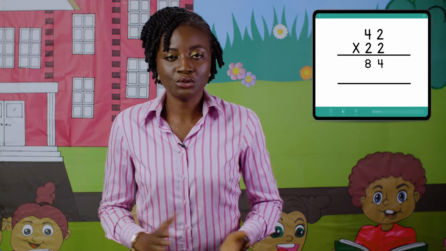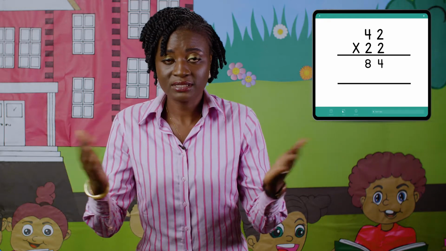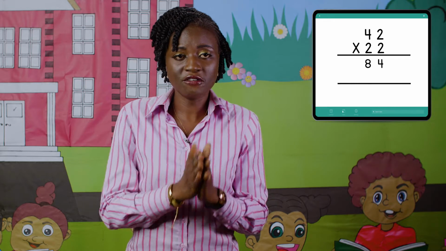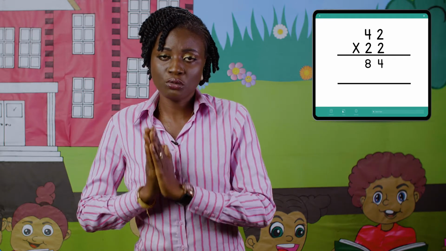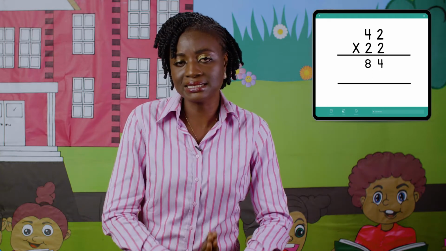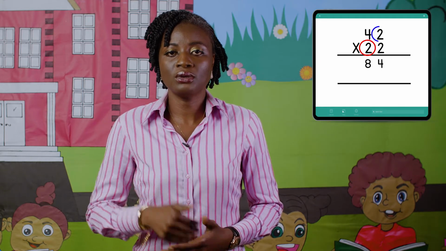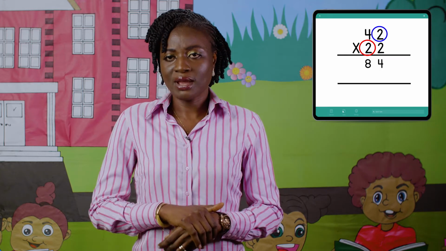I haven't used the other 2 to multiply my numbers. So what do I do now? I will use the next 2. Don't forget, I first used the 2 on the unit side beneath to multiply. So I'm going to my tens place, and I'll use the 2 to multiply next. So 2 multiplied by 2 is 4. I'll write it down.